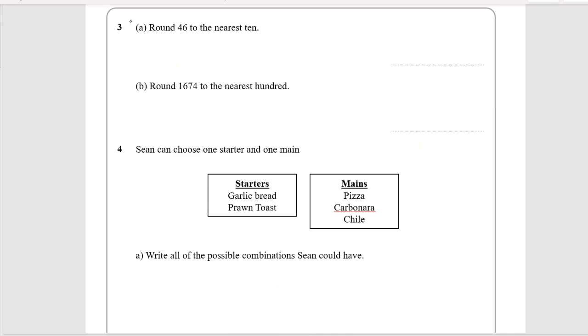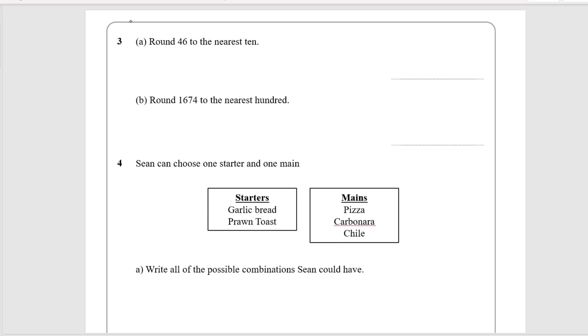Almost getting there. Round 46 to the nearest 10, that'd be 50. Round 1674 to the nearest 100. Look at the hundreds value, which is 6, and look at the number after the 6, which is more than 5, so we're going to round it up to 1700.